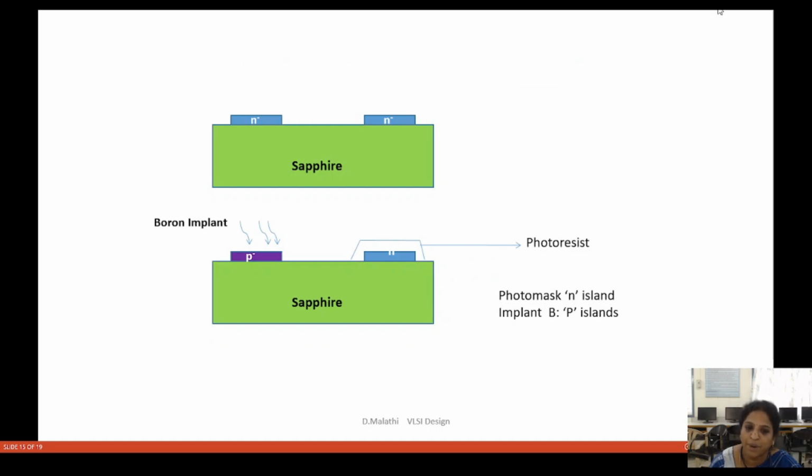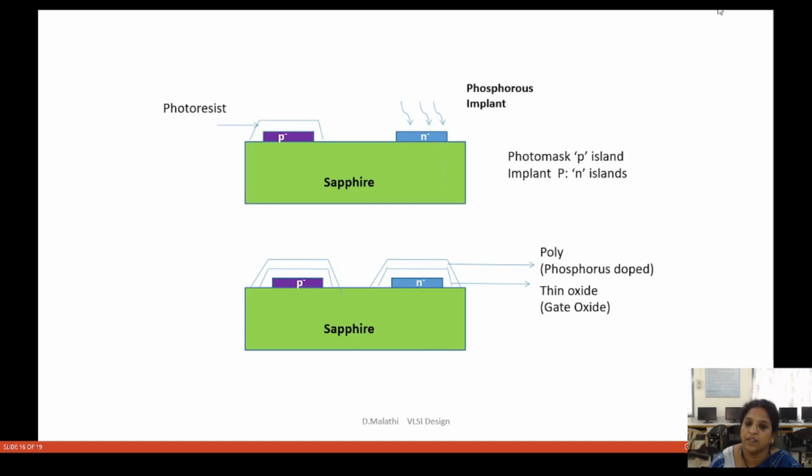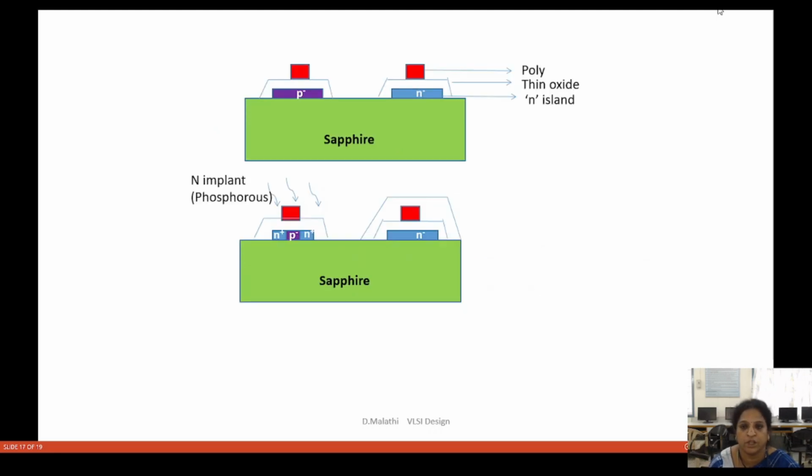Then boron is implanted into one N-type island to convert it into a P-type region, by masking the other region with a photoresist. Then this P-type region is masked with photoresist, and in the N-type region we implant phosphorus to convert it into a heavily doped N region. After having the heavily doped N and P regions, a thin SiO2 layer is laid, above which a polysilicon layer is laid for the formation of the gate.